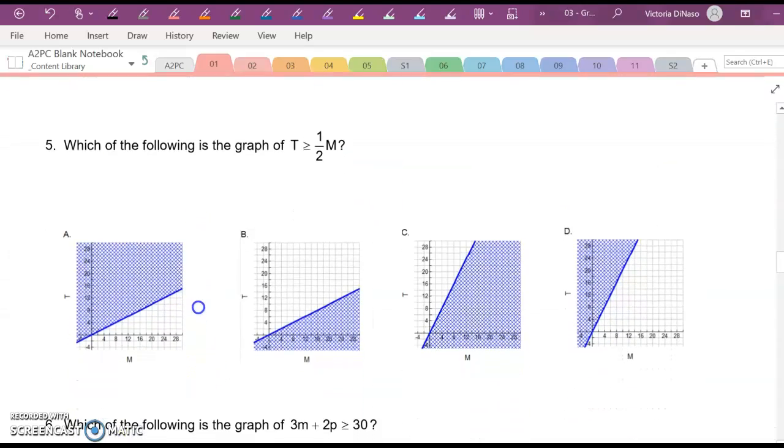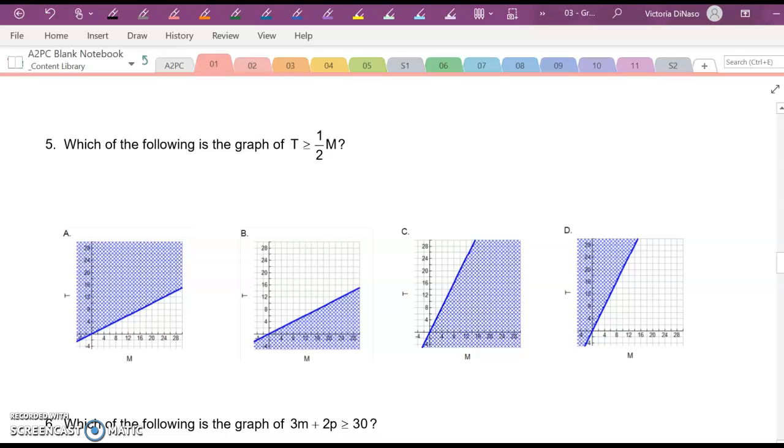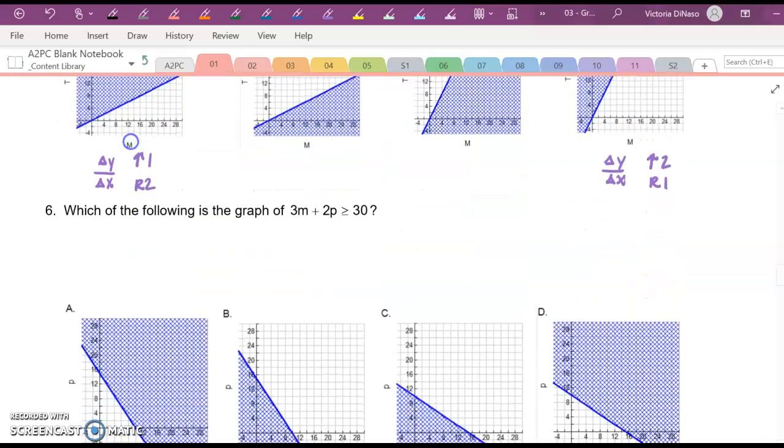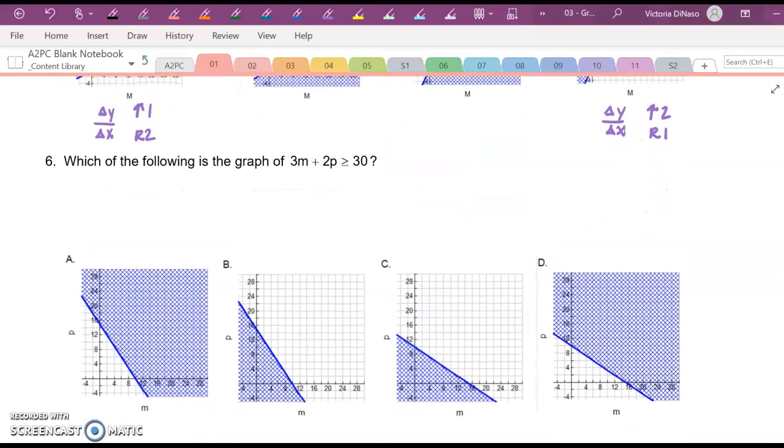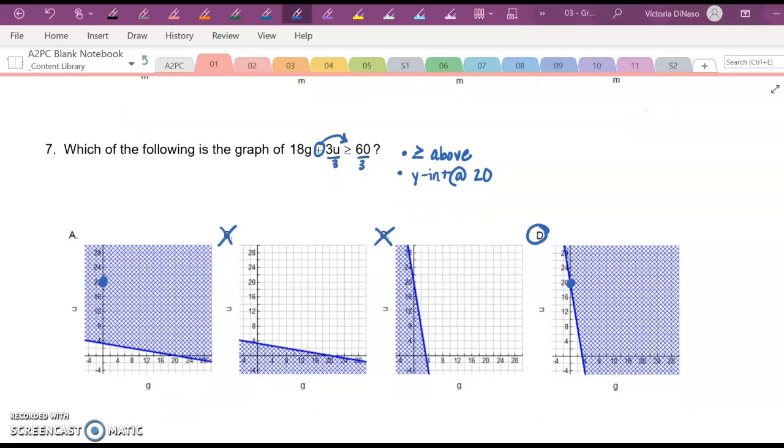I'm going to go ahead and pause this video and I will be showing the work as we go through each problem, but I'm not going to talk about the work. For number 5, we have t is greater than or equal to 1/2 m. Number 5, my answer is A. Number 6, we have 3m plus 2p is greater than or equal to 30. For number 6, my answer choice is A. For number 7, my answer choice is D.